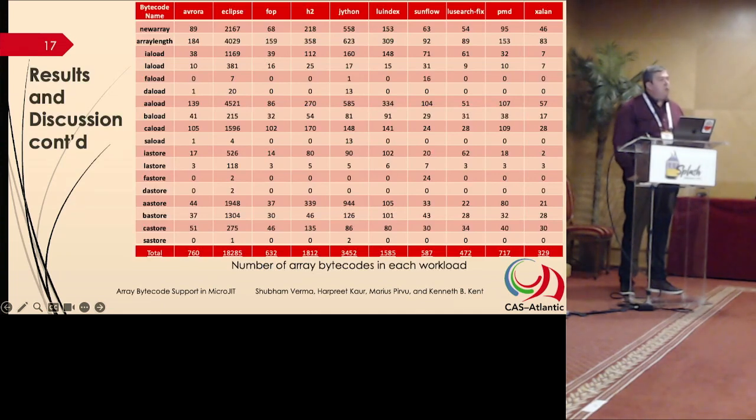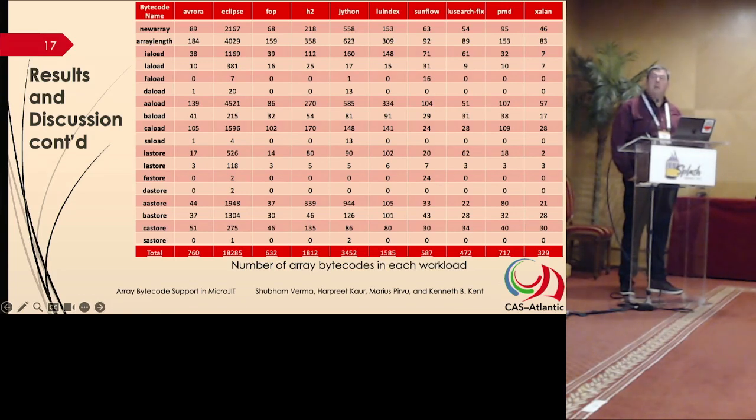What was more interesting for us, because we're trying to push MicroJIT to compile more of the bytecode, was how it actually laid out across the methods, how many more methods we could compile, and how many instances of these bytecodes occurred in the benchmarks. So here's a table of the bytecode instructions. Across the top we have the benchmarks, and along the bottom you'll see the total number of bytecodes that we additionally supported, including the support for arrays.